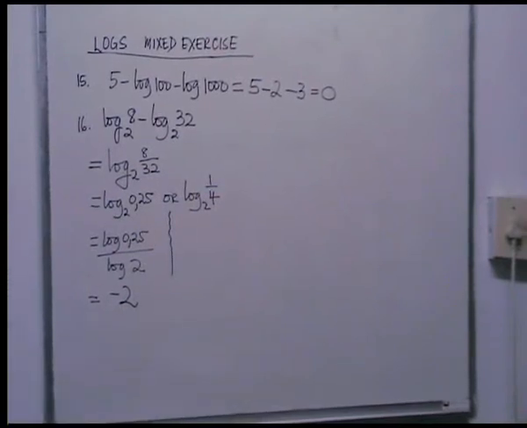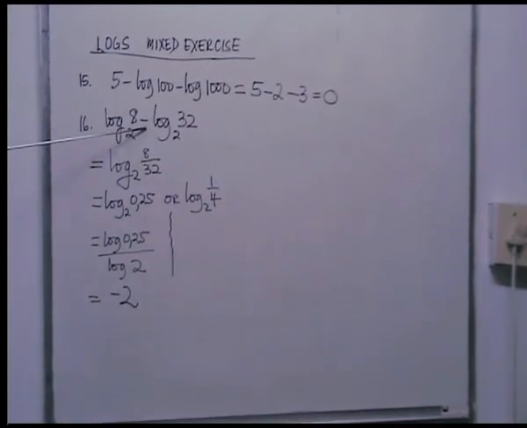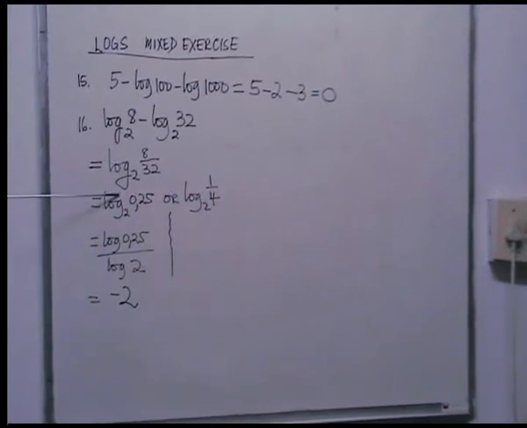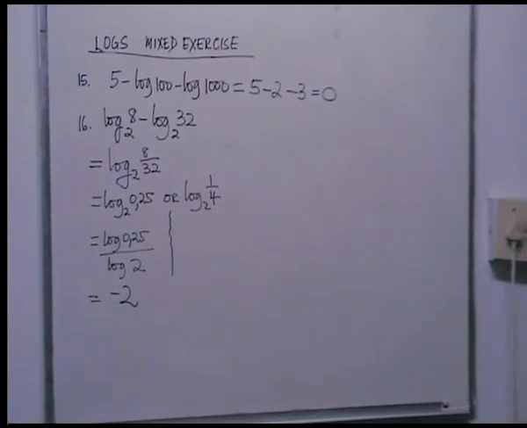So number 16, you're using two laws. Firstly, using the quotient law up till here. And then when you simplified that, you came to this. Then you changed base. You used the change of base law so that the calculator could help you to get the final answer. So sometimes in an example you'll use more than one law. Right, we're going to move on to number 17.